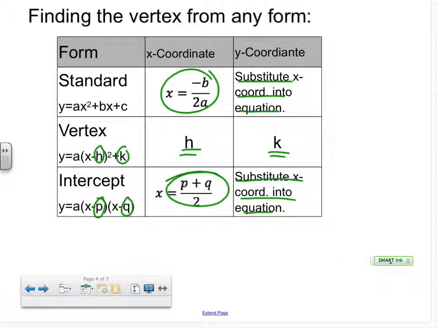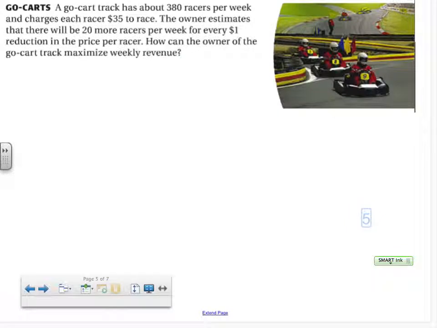All right, so let's look at some applications, some context problems. A go-kart track has about 380 racers per week and charges each racer $35 to race. The owner estimates that there will be 20 more racers per week for every $1 reduction in the price per week. How can the owner maximize revenue?